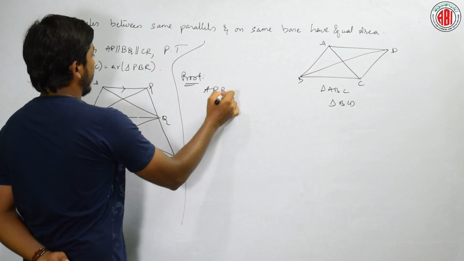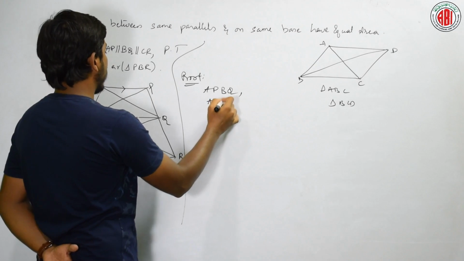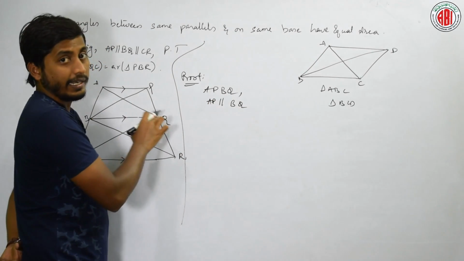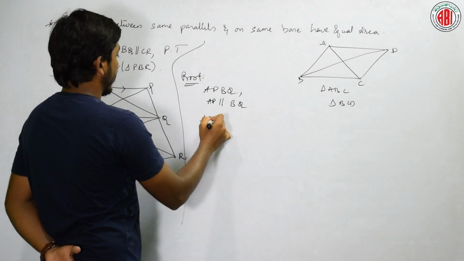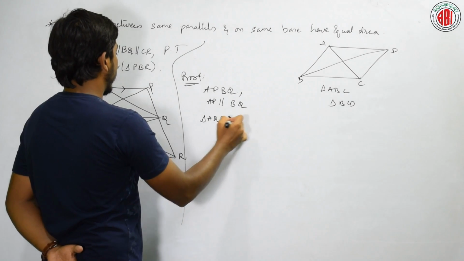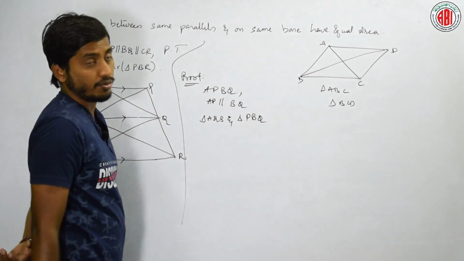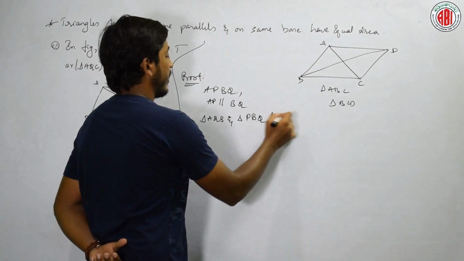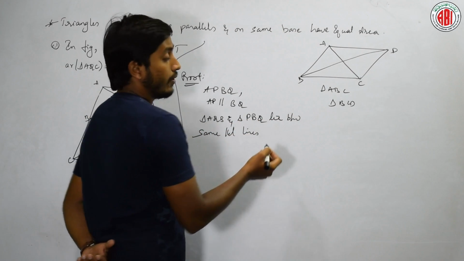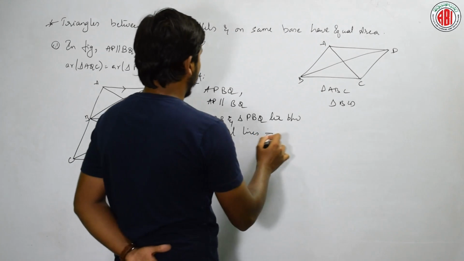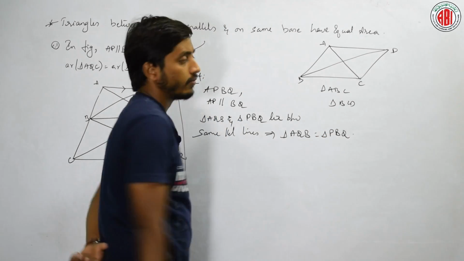parallelogram APBQ. Okay. In this parallelogram, if you observe, AP is parallel to BQ, right, and the triangles APB, and the triangles AQB and triangles PBQ. Okay, these are the two triangles which lie between the same parallel lines, so they have equal area, that is, I can write it as triangle AQB is equal to triangle PBQ, right.